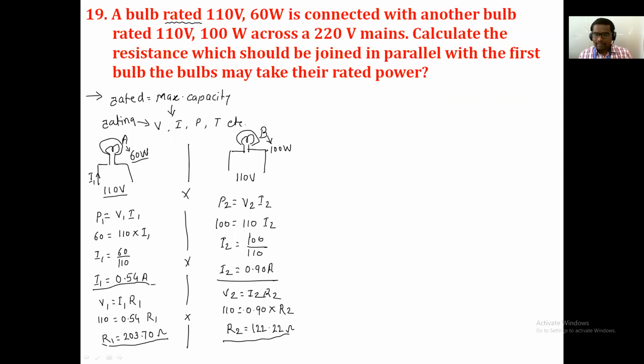Okay. So right now we have calculated separately the requirement of both the lamp or bulb and its resistance. Now we have to think about how they are connected to one another, because the next part is across a 220 volt mains. Now this is the key. This is the series key. So how they should be connected? In a series, because these two lamps are connected across a 220 volt. The total voltage is 220 volt.